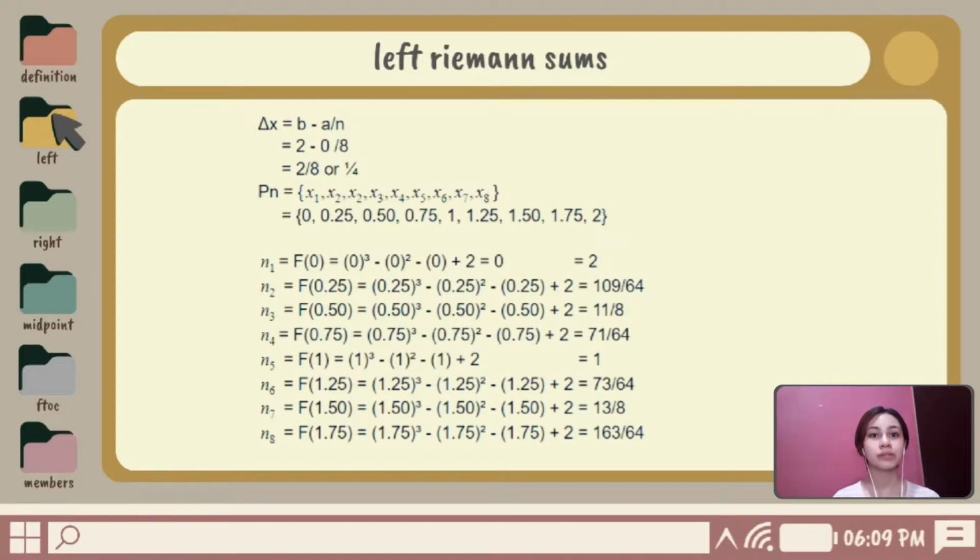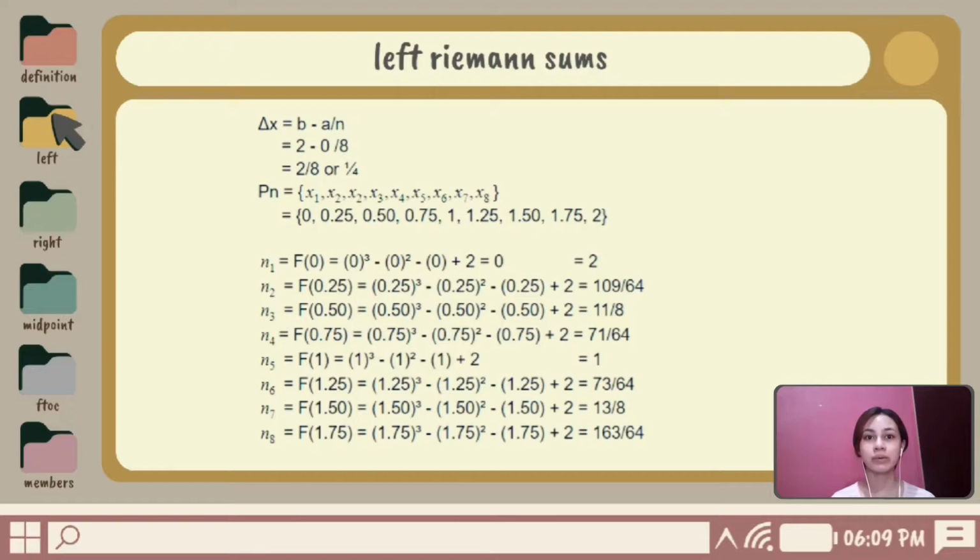N sub 4 is equal to f of 0.75 is equal to 0.75 raised to 3 minus 0.75 raised to 2 minus 0.75 plus 2 is equal to 71 over 64. N sub 5 is equal to f of 1 is equal to 1 raised to 3 minus 1 raised to 2 minus 1 plus 2 is equal to 1. N sub 6 is equal to f of 1.25 is equal to 1.25 raised to 3 minus 1.25 raised to 2 minus 1.25 plus 2 is equal to 73 over 64.